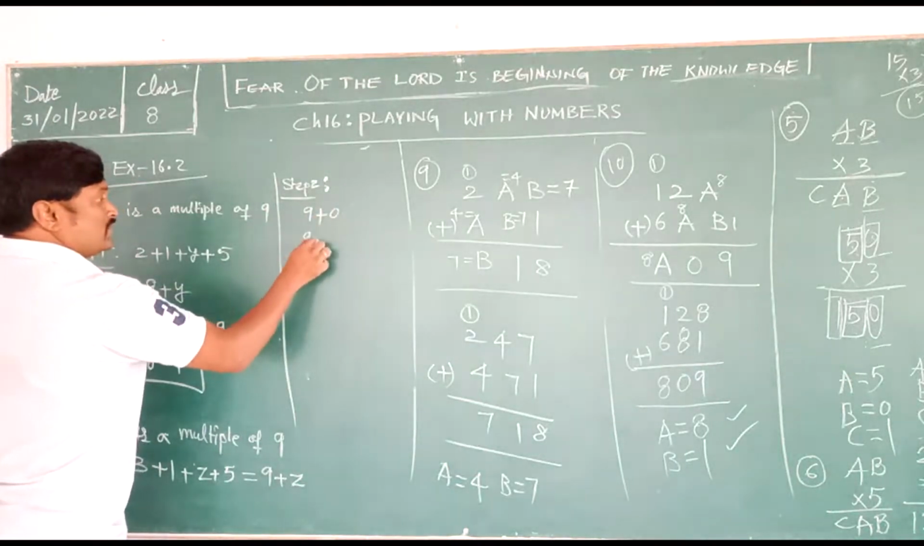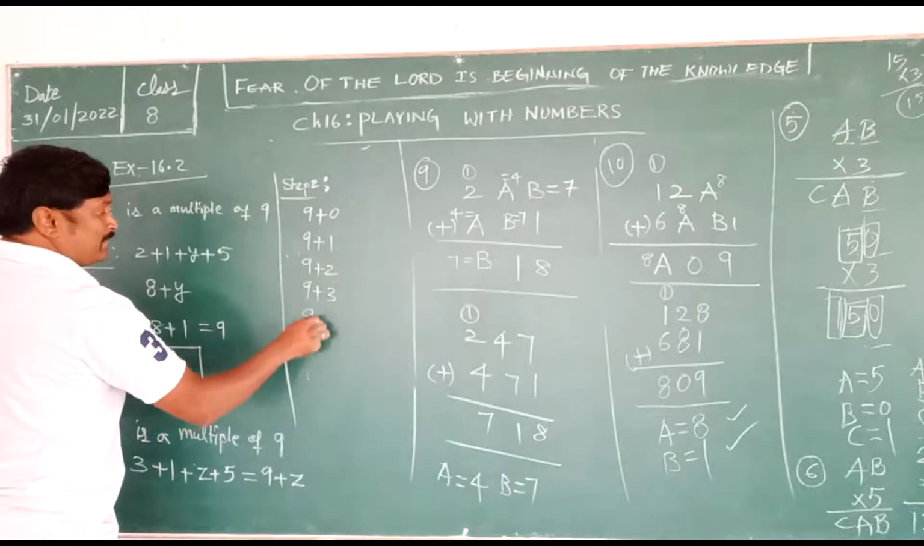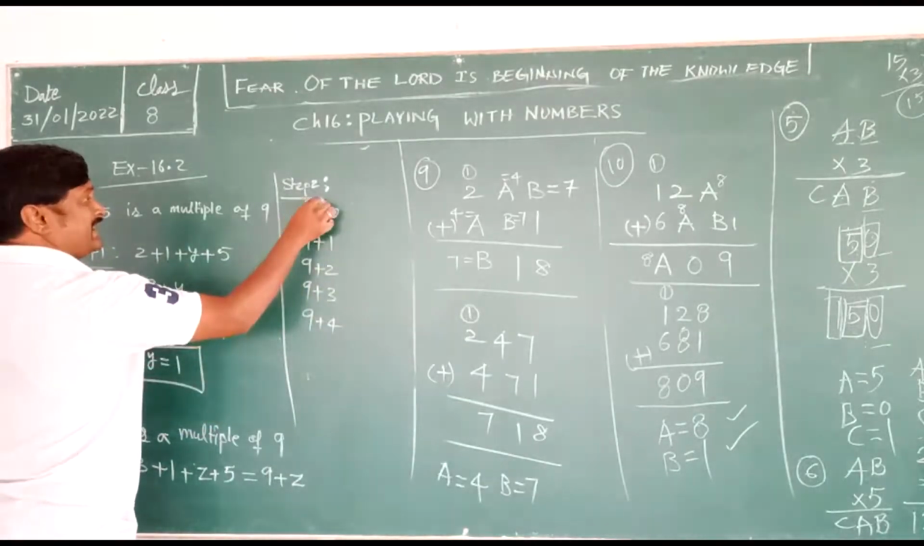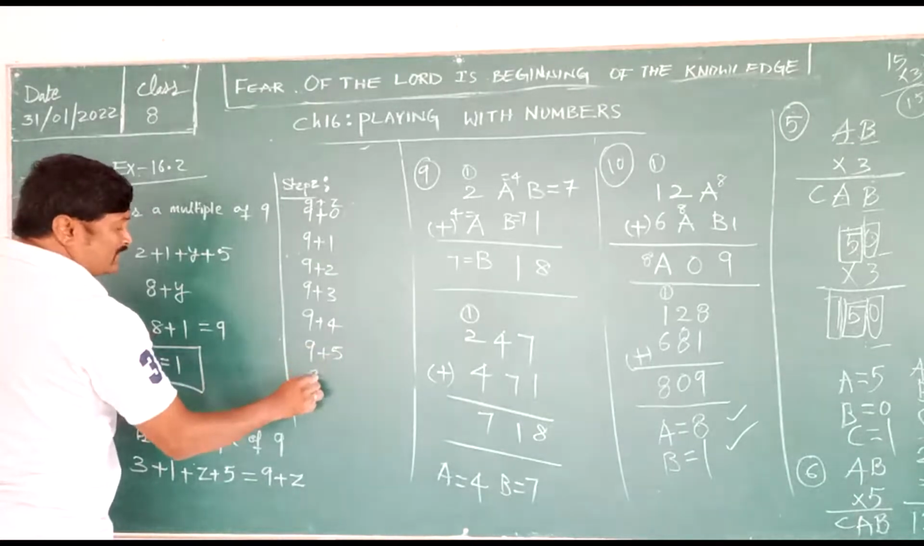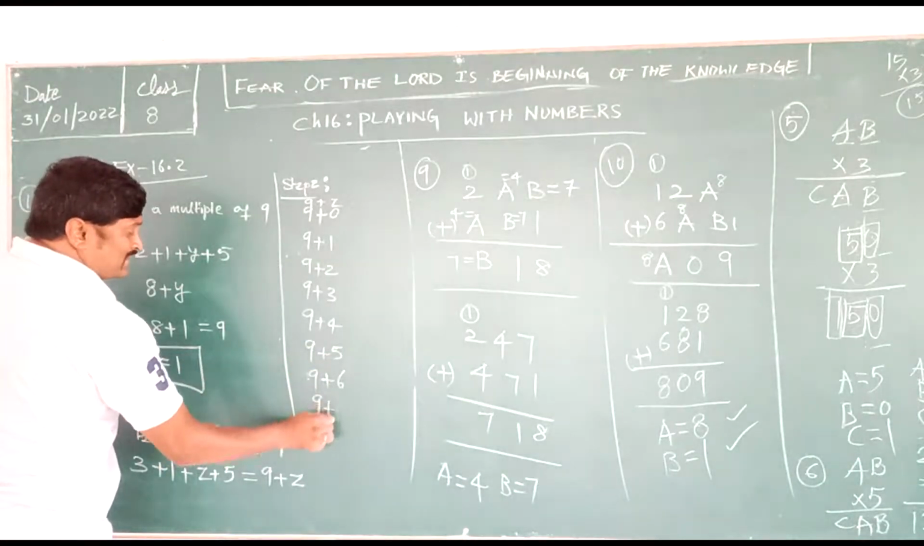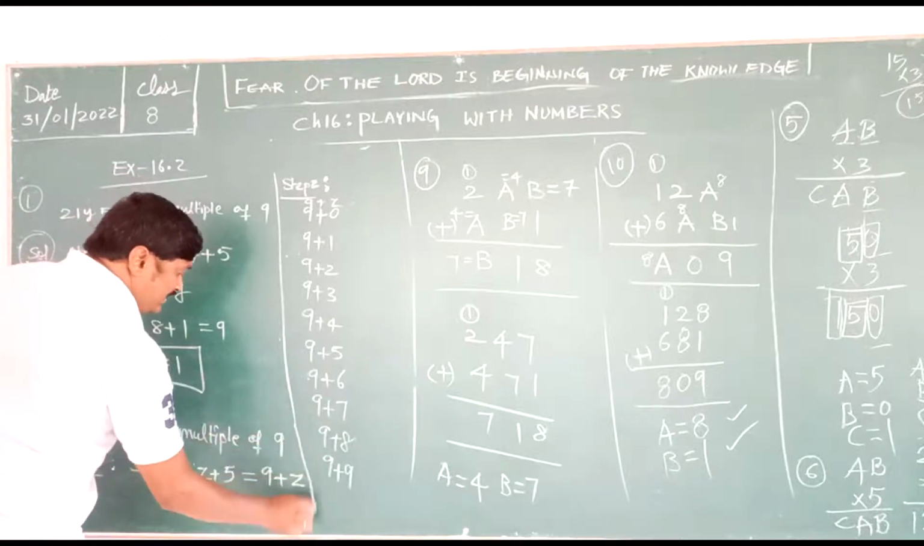9 plus 0, 9 plus 1, 9 plus 2, 9 plus 3, 9 plus 4. So first write 9 plus z, then write this. Then 9 plus 5, 9 plus 6, 9 plus 7, 9 plus 8, 9 plus 9. In this way you have to write.